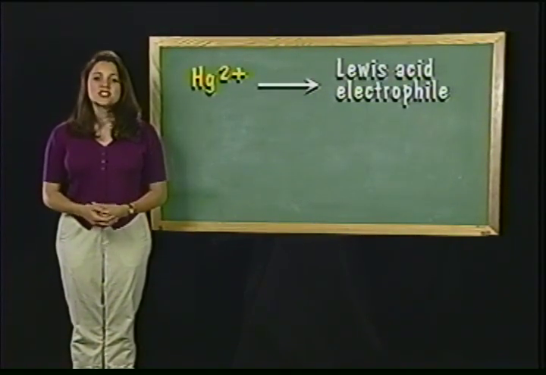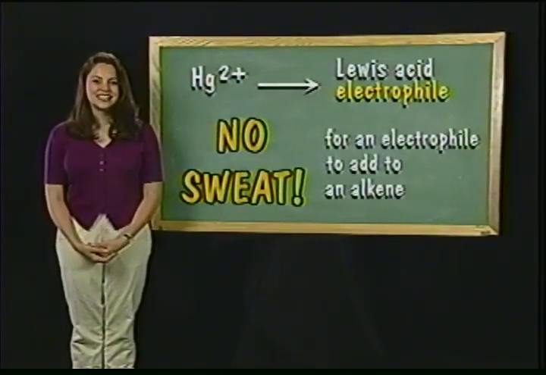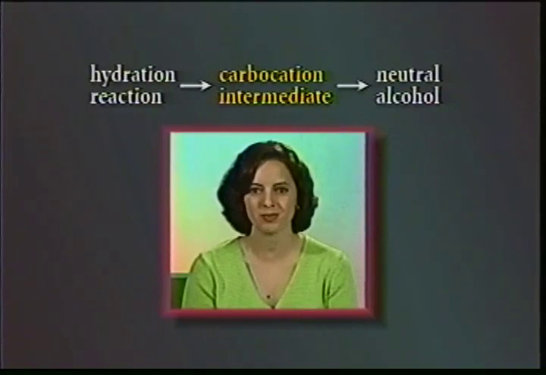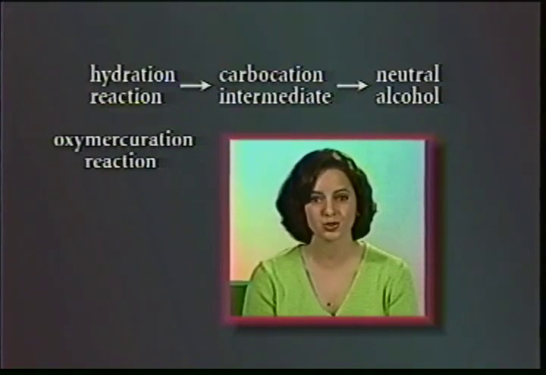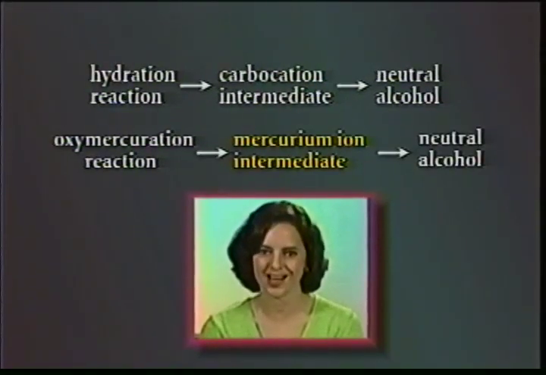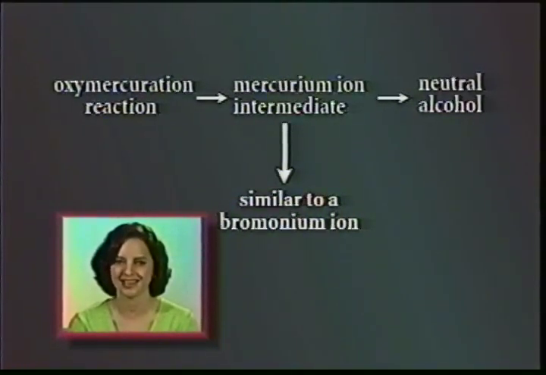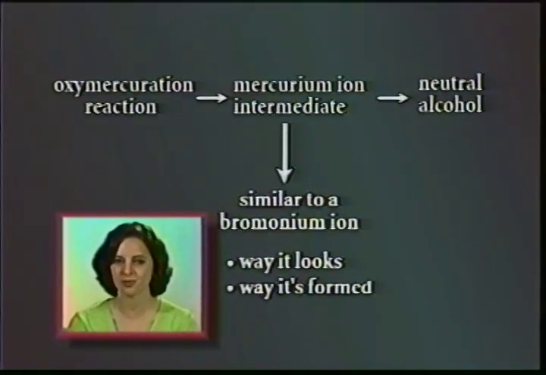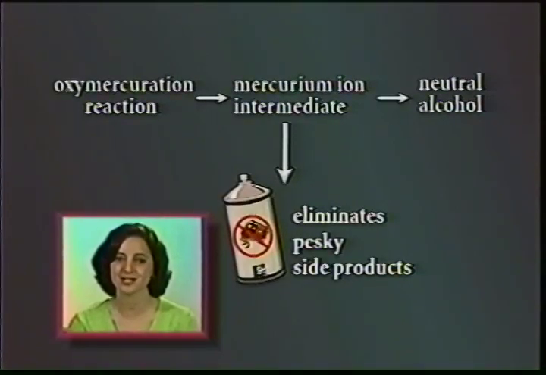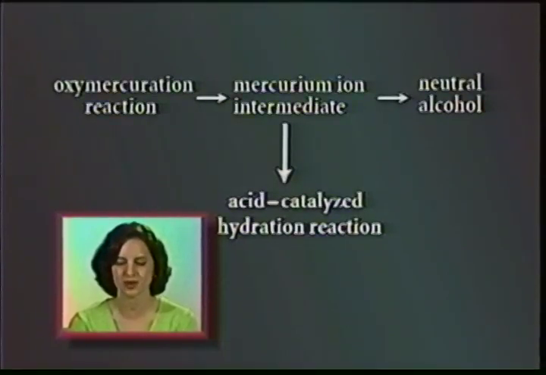Anyway, mercury plus 2 is an electrophile, and as we all know, it's no sweat for an electrophile to add to an alkene. In the regular old hydration reaction, a carbocation intermediate is formed. But in the oxymercuration reaction, a different sort of intermediate, called a mercurium ion, is formed. This mercurium ion is similar to a bromonium ion in both the way it looks and the way it's formed. The formation of this intermediate is useful because it eliminates those pesky side products that we hadn't bargained for in the acid-catalyzed hydration reactions.